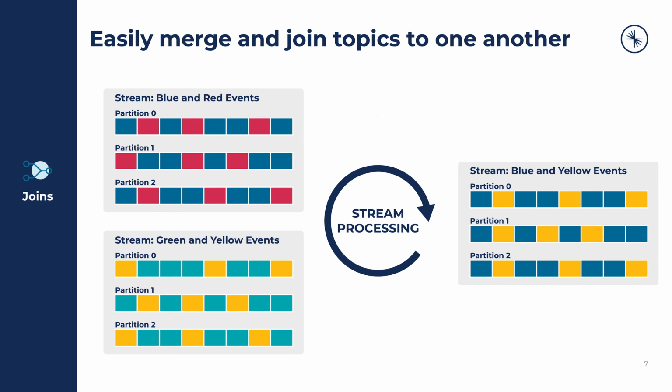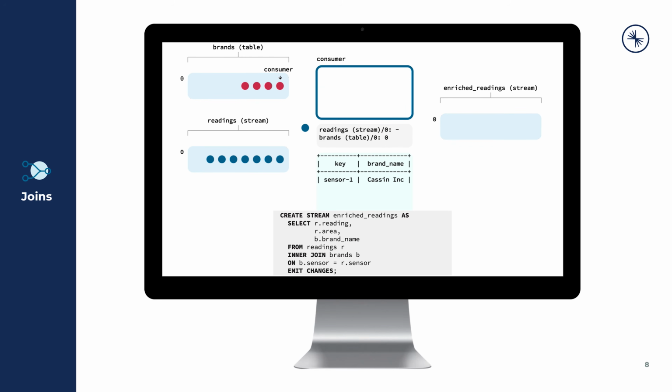Perhaps you also want to merge two topics together, which is common for many stream processing use cases. KSQL DB can easily join topics to one another, not all that dissimilar to how you could join two tables in a relational database. In this example, we can join that original topic to another topic that focuses on green and yellow widgets, and then filter out the messages that we care less about.